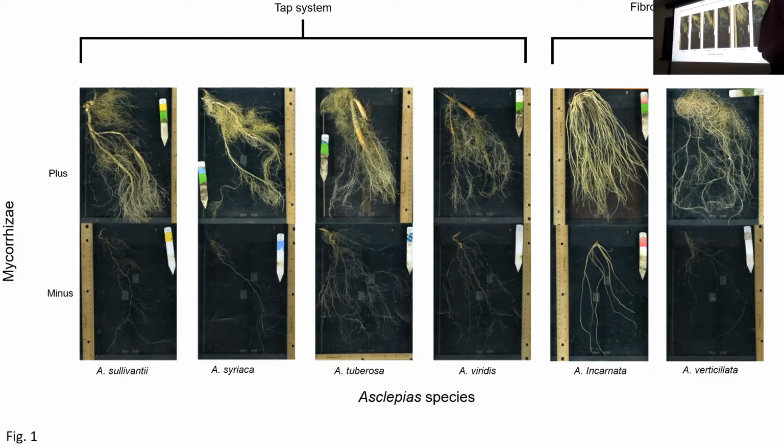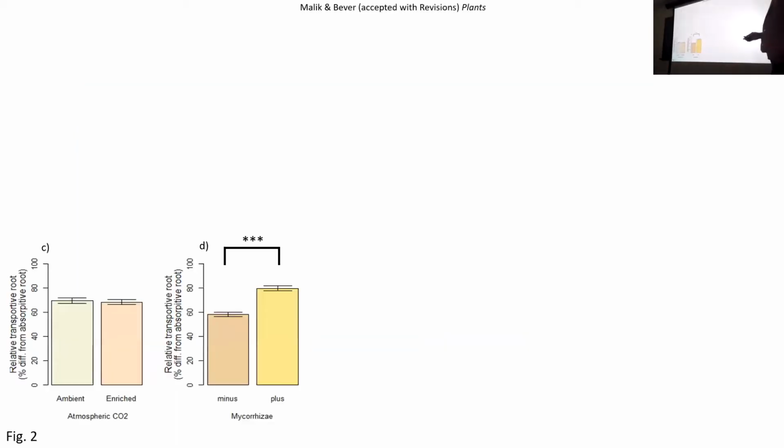And then you can see that the fibrous roots on the two species, incarnata and verticillata, on the far right side of the screen, do not have a primary dominant root, such as the four on the left. So these are the fibrous root systems. Okay, quantitatively, what did we see? With regard to the root system, there was no effect of atmospheric CO2 on the root system.